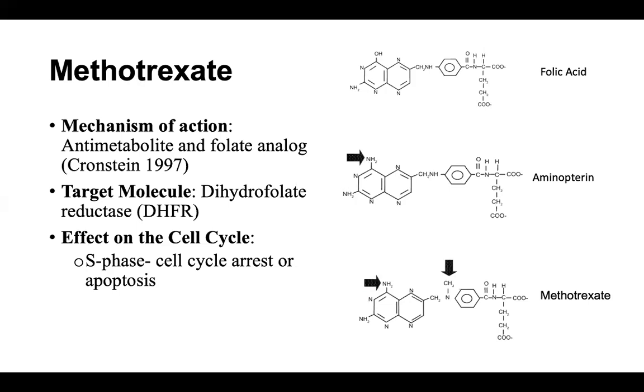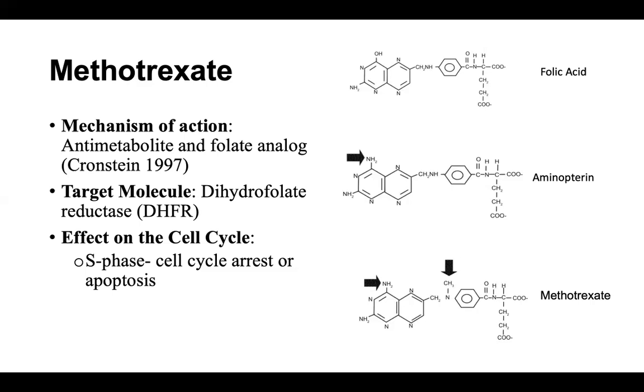Methotrexate is an anti-metabolite and a folate analog. So the mechanism of action is that methotrexate is a folate analog like aminopterin. It inhibits the enzyme dihydrofolate reductase, also known as DHFR, which is a crucial part of the synthesis of tetrahydrofolate, a cofactor involved in the production of purines and pyrimidines, which is required for DNA synthesis and cell replication.